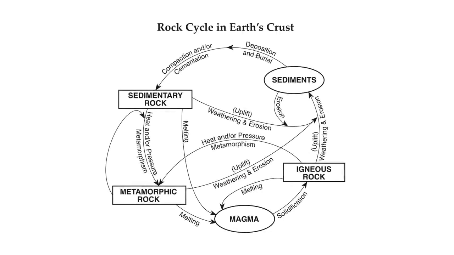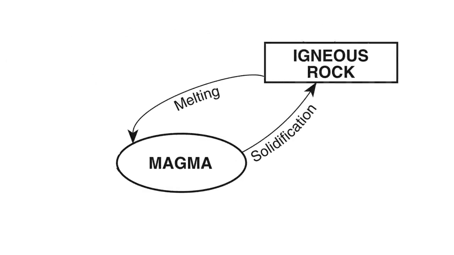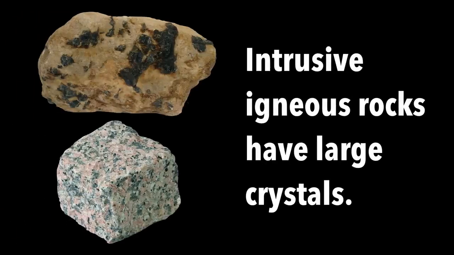But there's another chart in the reference table seen here called the rock cycle that also shows us a little bit about igneous rocks, namely that they form from melting into magma and then solidification. So as you can see, there's a lot of useful information about igneous rocks found right in the earth science reference tables. Again, just to review, intrusive igneous rocks have large crystals because of slow cooling.